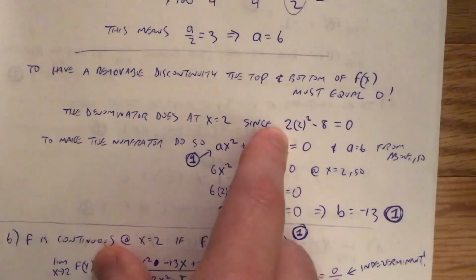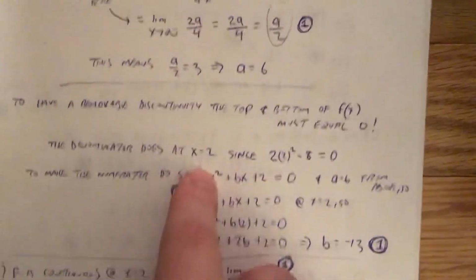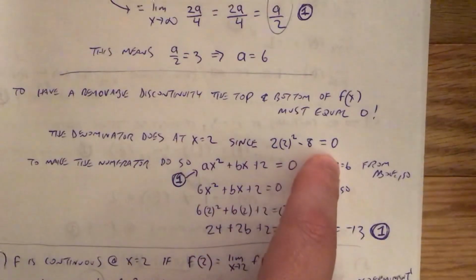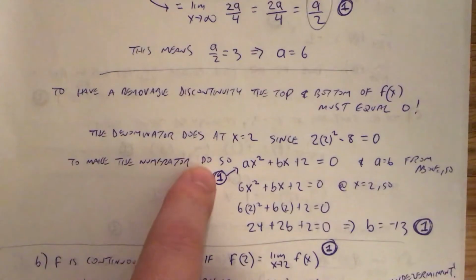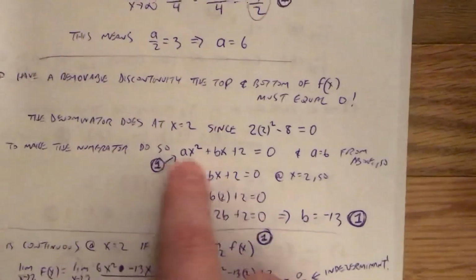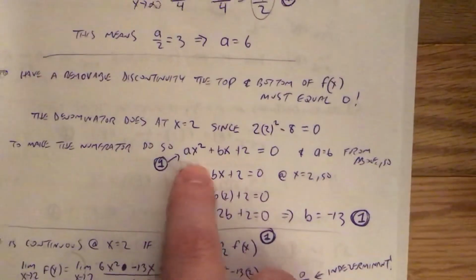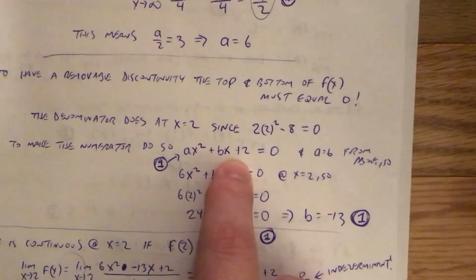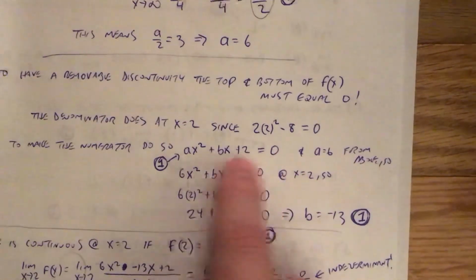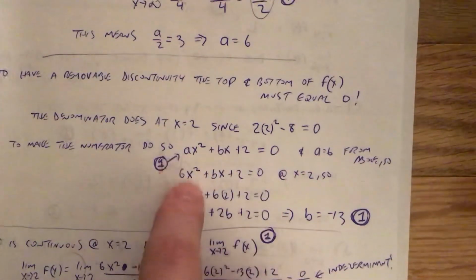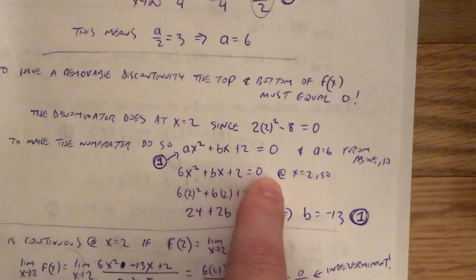The bottom of the function is 2x squared minus 8. If I plug in 2 to that, I get 0. So the bottom is 0. See if it makes the numerator 0. Well, this is the numerator. Remember, there's the original fraction. Basically, this would also have to be 0, too, for it to be a removable discontinuity. I already know what a is. I proved a was 6 from above. So now this whole thing has to be 0.